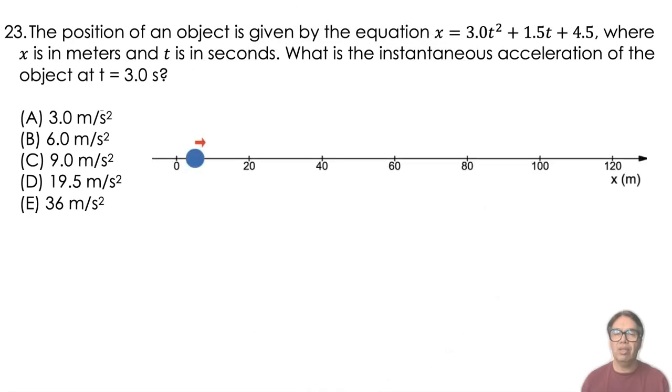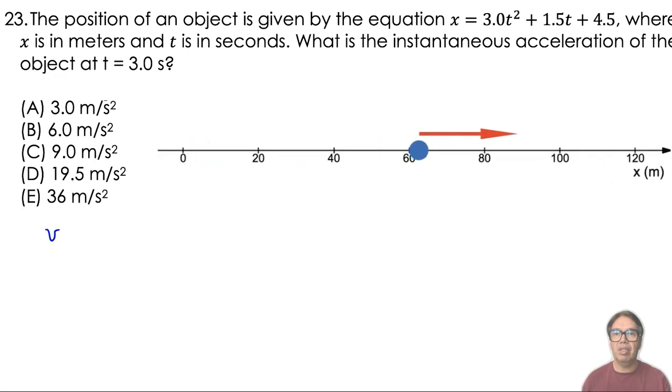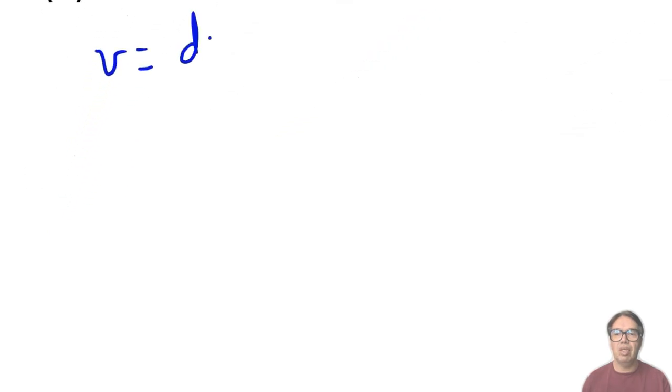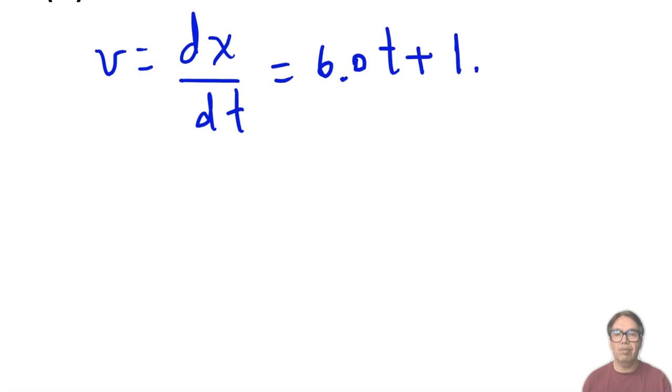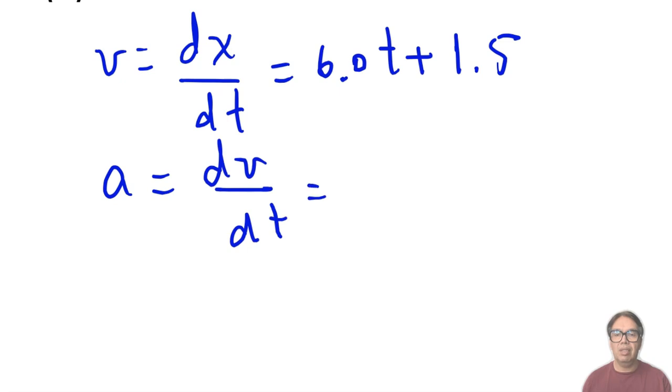Well, as with any other case, the velocity is the derivative of position, dx/dt, which will be 6.0t + 1.5. Acceleration is the derivative of the velocity, and that is 6.0 meters per second squared.